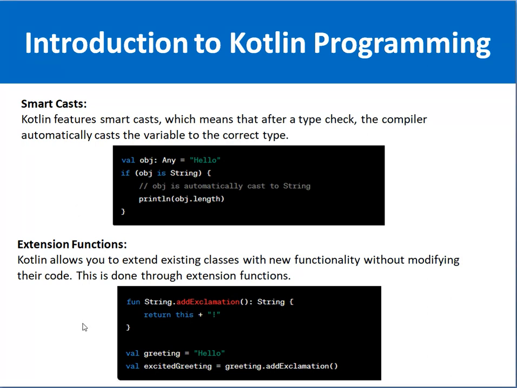Then extension function. Extension function means Kotlin allows you to extend existing classes with new functionality without modifying their code. This is done through the extension function. If you see here, fun String.addExclamation(): String { return this + "!" }. Then val greeting = "Hello", val excitedGreeting = greeting.addExclamation(). Here you can see that it has been extended, so that is the concept of extension. We are extending the existing class with new functionality without modifying the existing code.